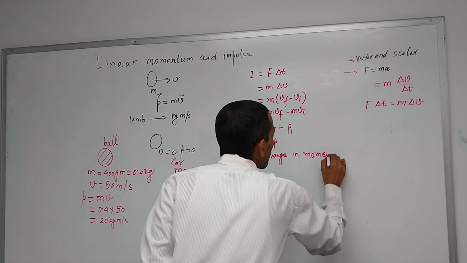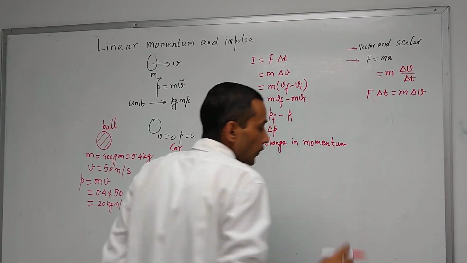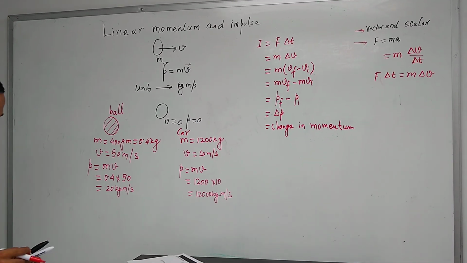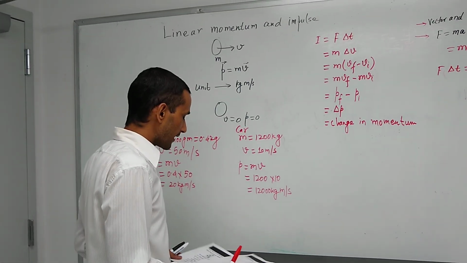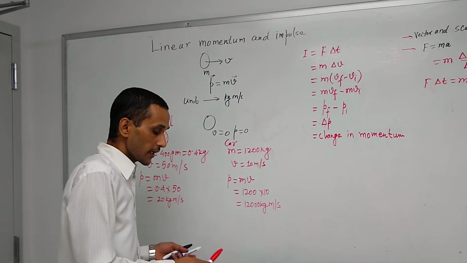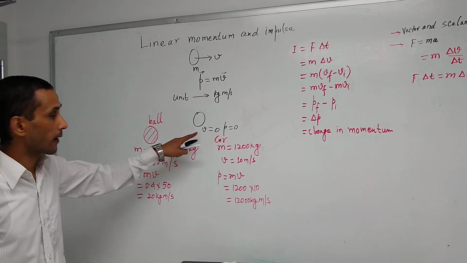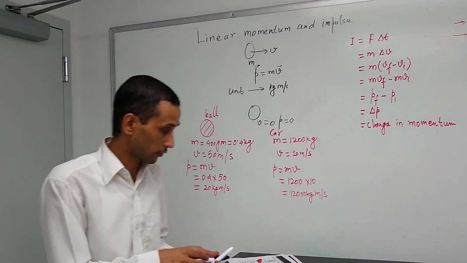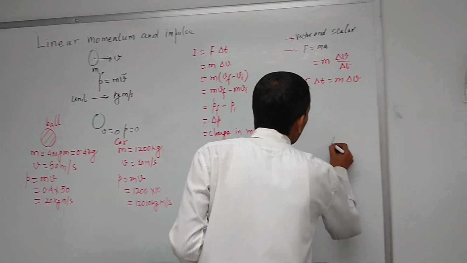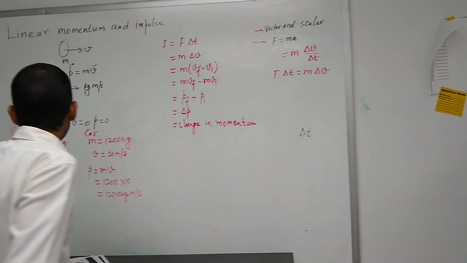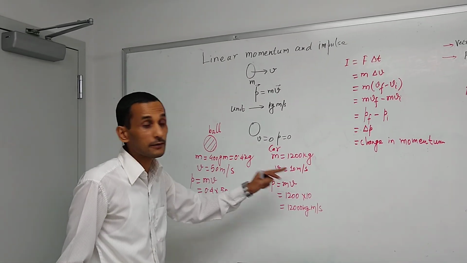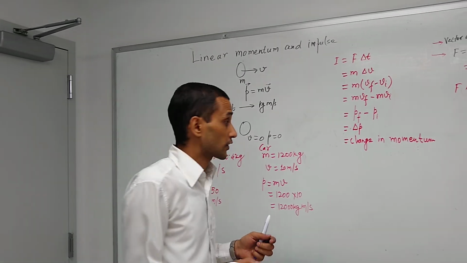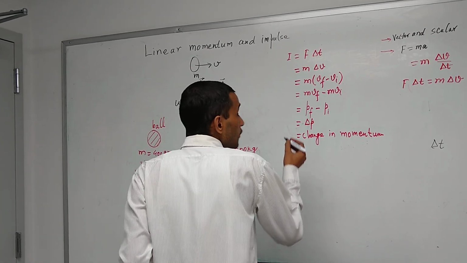So to change momentum, we have to apply force. Now go back and look at these two examples again and calculate the force to stop these two moving objects in 5 seconds. So delta t is 5 seconds. I have to stop these two objects: the soccer ball moving at 50 meters per second and the car moving at 10 meters per second. So calculate this force to stop it.